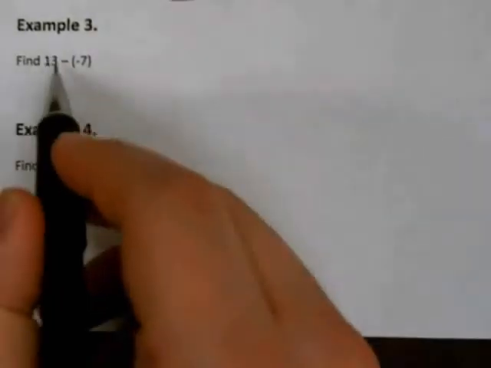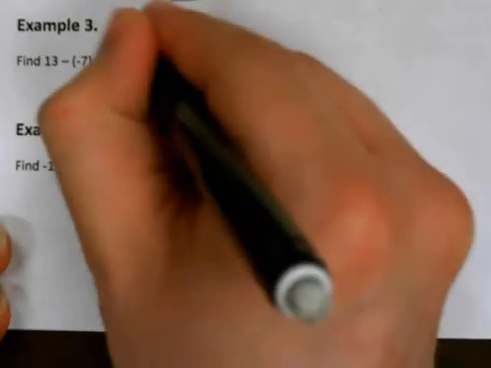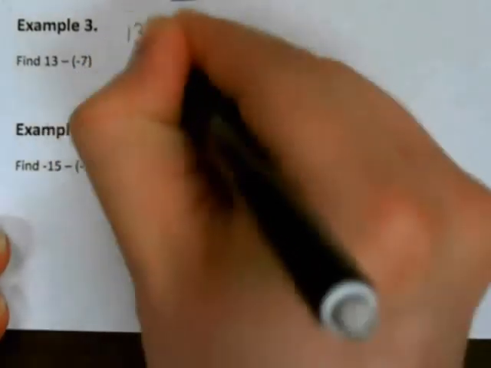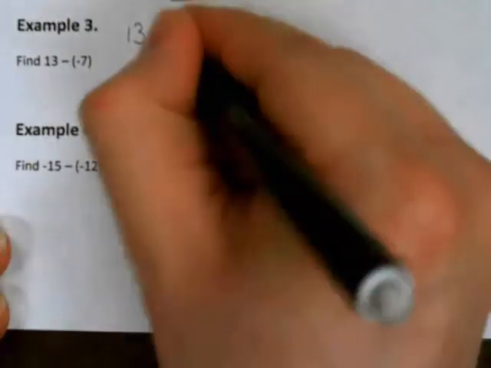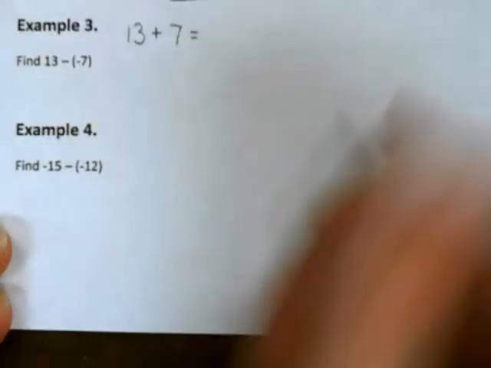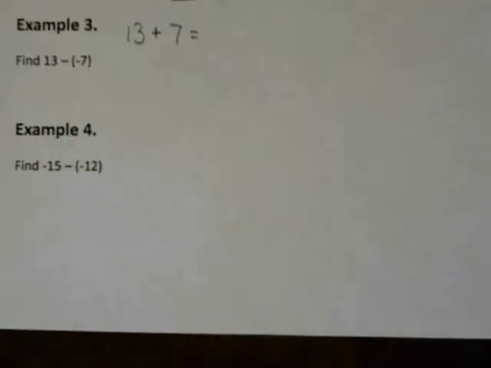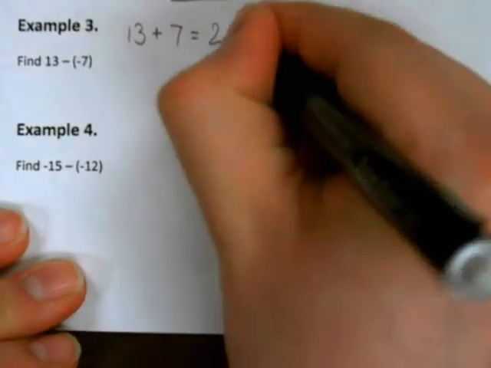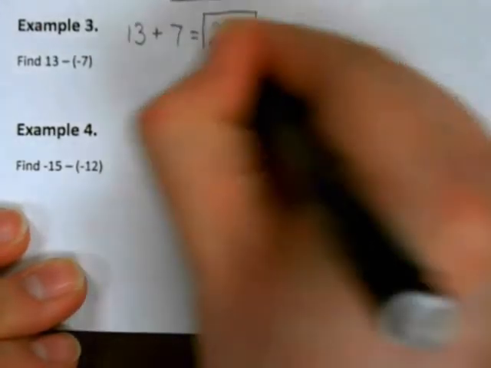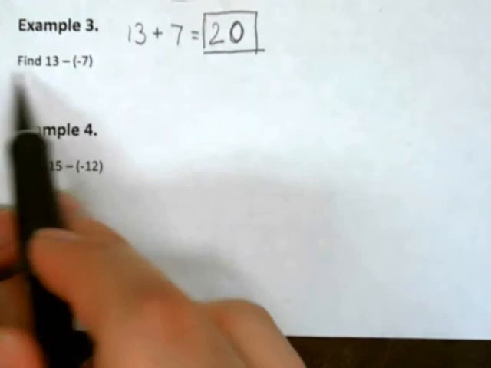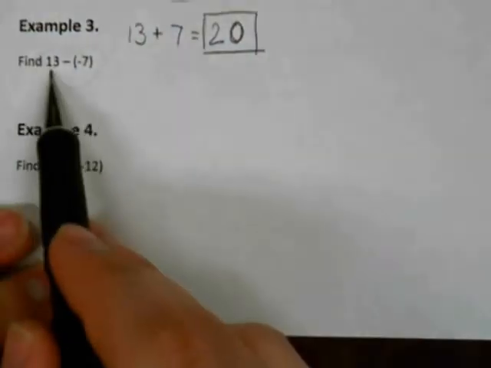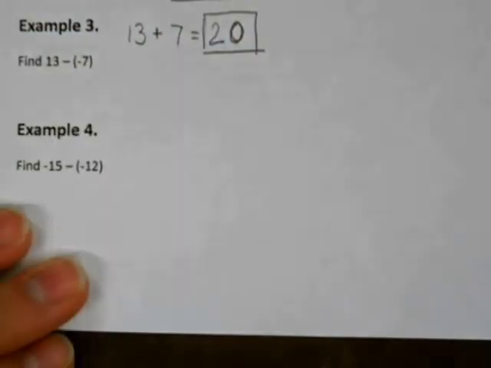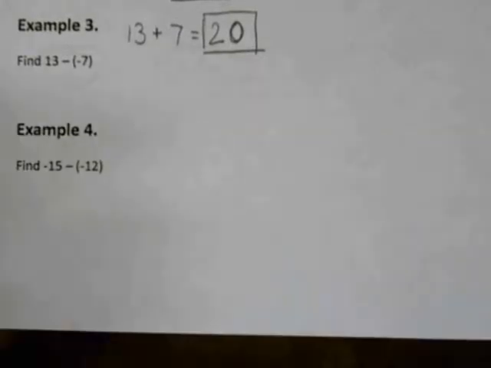All right, example 3 is we need to find 13 minus a negative 7. So I'm going to rewrite this as an addition statement. We have 13 plus the additive inverse of negative 7, which is a positive 7. Then this one is super easy. We know how to add 13 plus 7. That's what we've been doing since we were little. And 13 plus 7 is just 20. So that's probably the easiest type of problem when we're subtracting integers, when we end up making both of them positive. So 13 plus 7 equals 20.